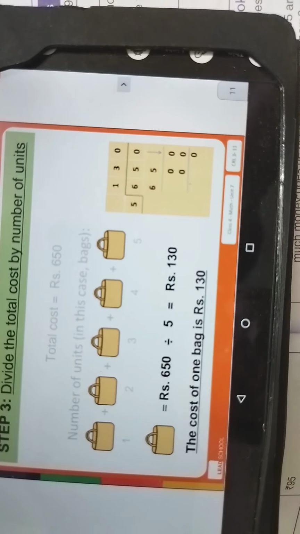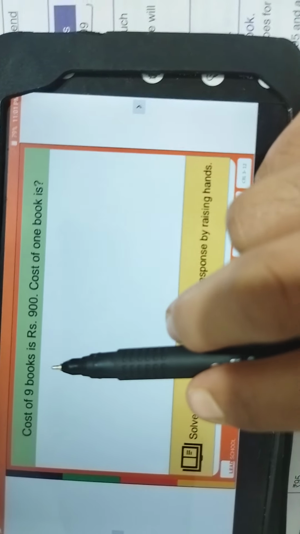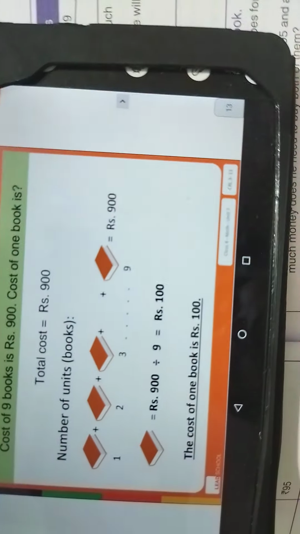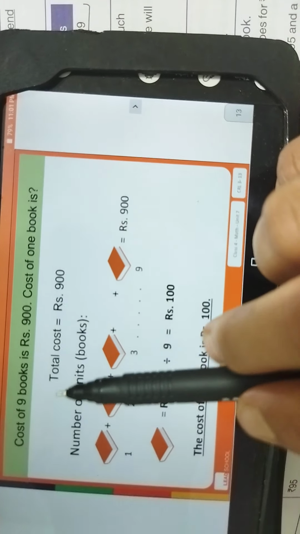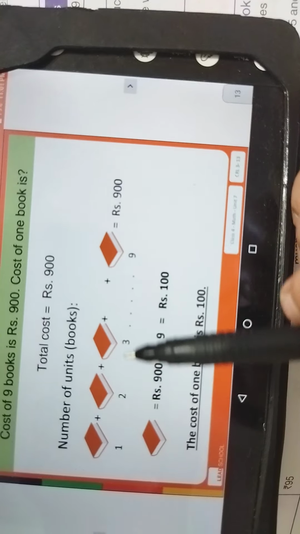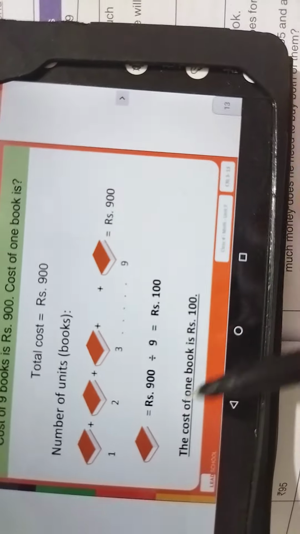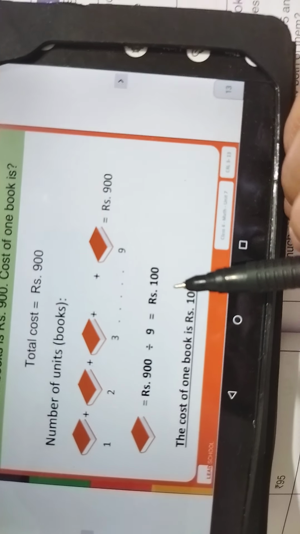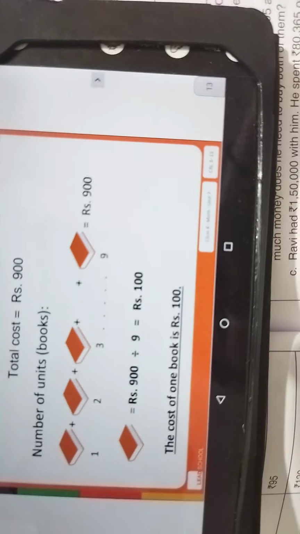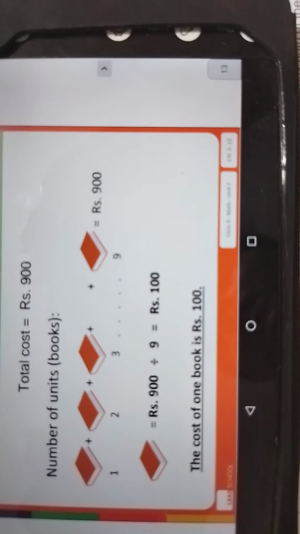Now students, we will start the next worksheet here. Cost of 9 books is ₹900. Cost of 1 book is, so in that total cost is ₹900. Number of units, 1, 2, 3, 9 is there. So we have to write here 900. ₹900 divided by 9 is ₹100. The cost of 1 book is ₹100.